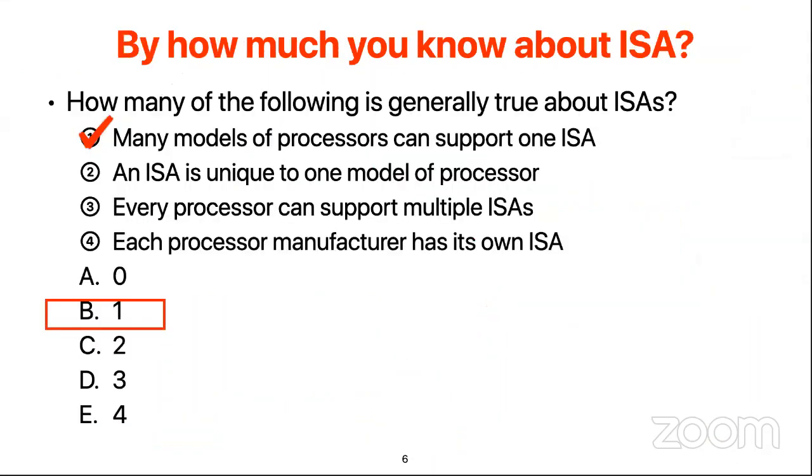If you remember the previous graph, it's not too hard to tell that many models of processors support one instruction set architecture, but not every processor manufacturer has their own instruction set architecture. We haven't seen a processor supporting multiple instruction set architectures in hardware for a while, and we have not seen an instruction set architecture that is unique to only one model of processor either.